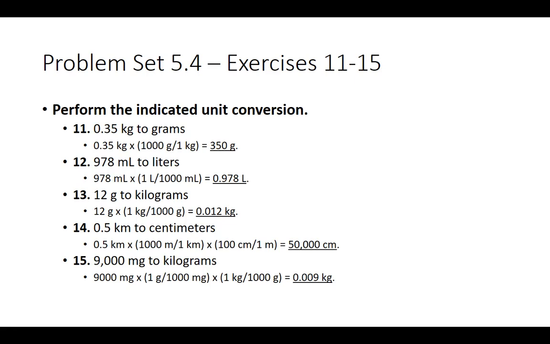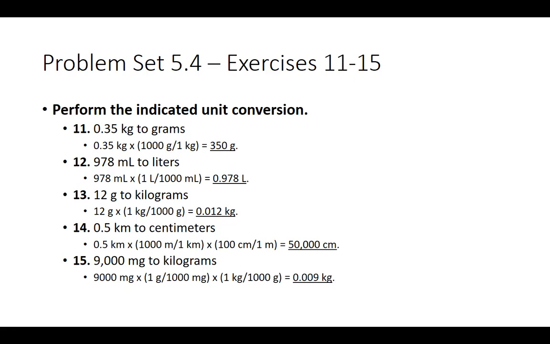Number 12, 978 milliliters to liters. We're going to need milliliters on the bottom to cancel those away. We're going to need liters on top to be our new units. That's going to be 1 liter over 1,000 milliliters. Multiply 978 times 1 divided by 1,000, and we get 0.978 liters. Once again, since we're just dividing by 1,000, we can move the decimal point 3 spaces to the left and get 0.978 that way.